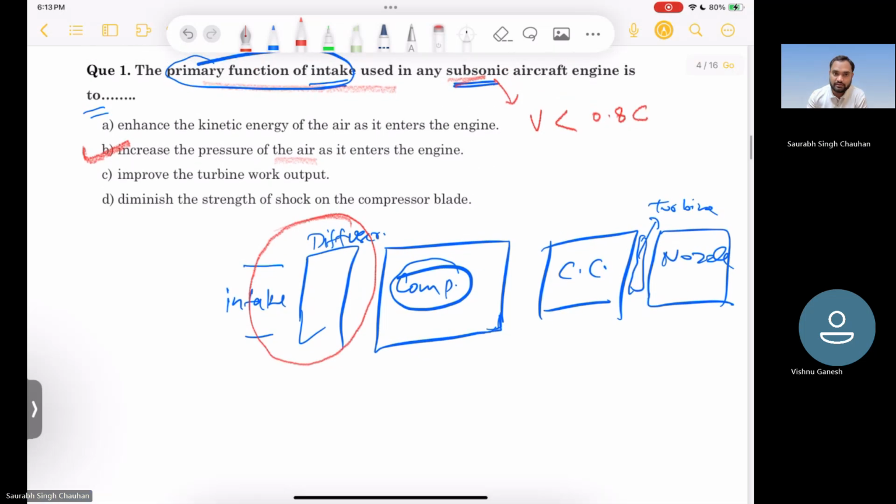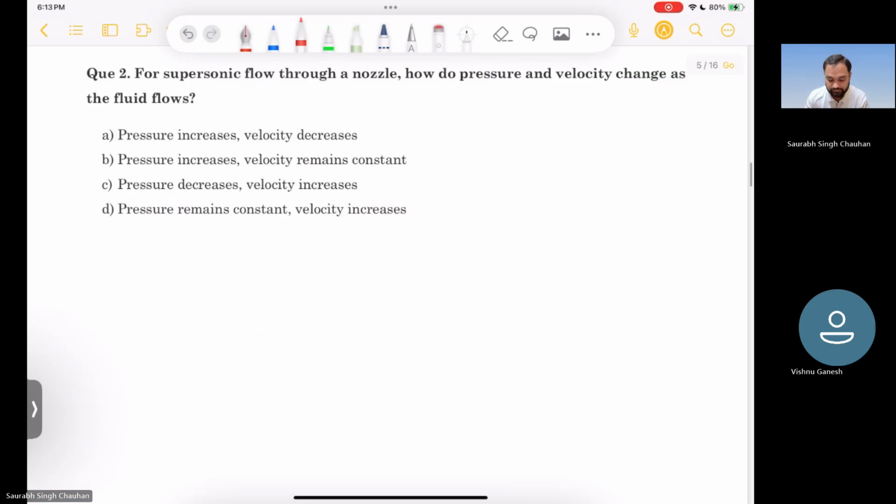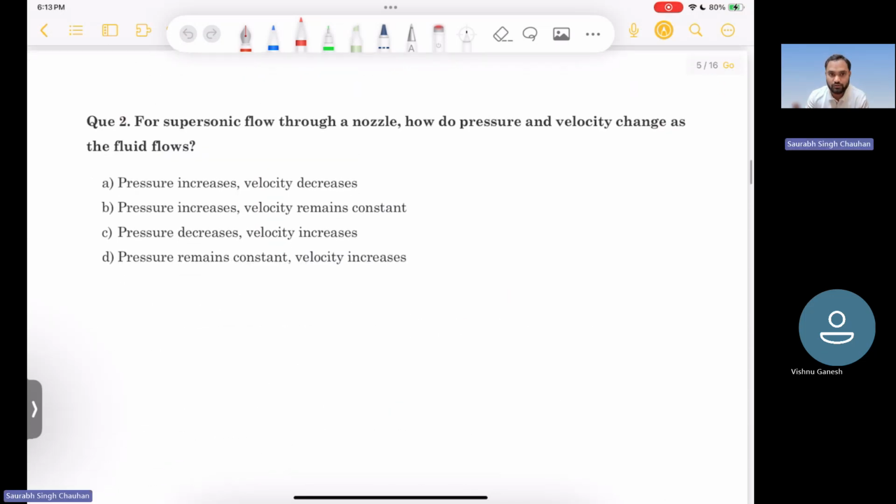So if it is clear, then we can move to the next question. Question number 2.